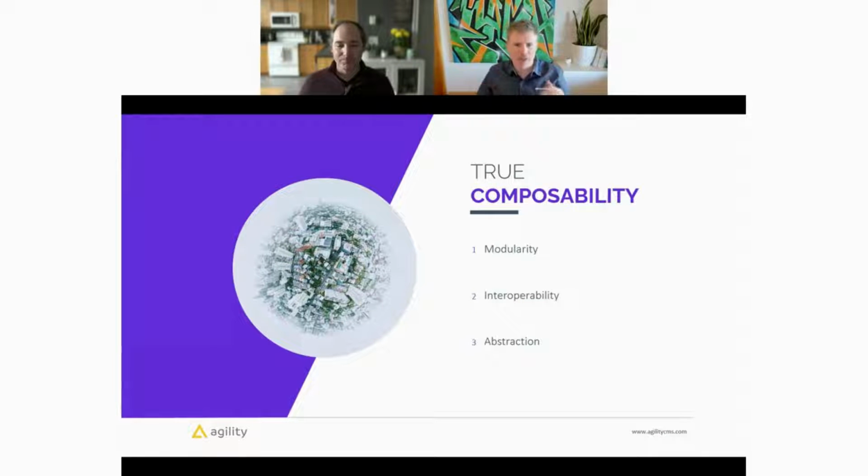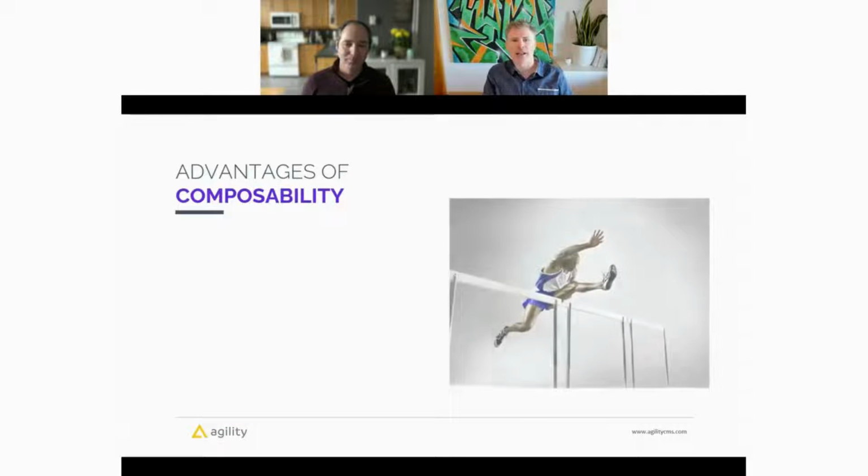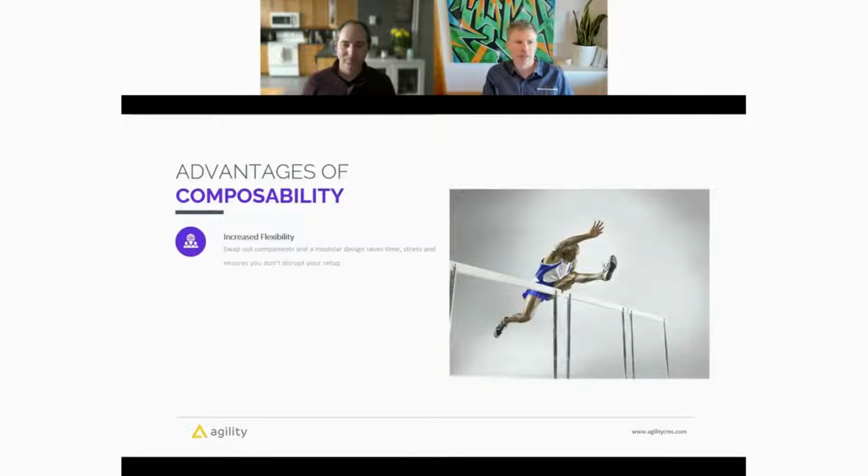So if you can build a system with these three things in mind, and you're maintaining these three things, that becomes a composable solution. And so what are the advantages of that, right? What do you actually get as a user using the system? So number one is increased flexibility. You can swap out components, and because of a more modular kind of design, it saves time and stress because you can focus on each module at a time and don't disrupt other areas.